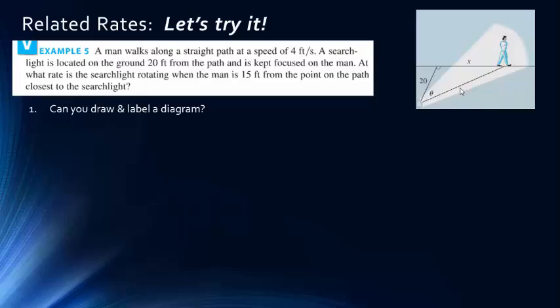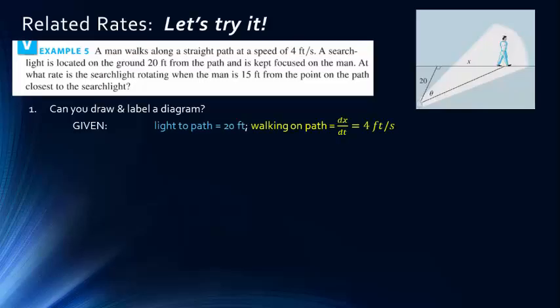Given my diagram here, let's label the parts. So the man's walking along a straight path at 4 feet per second. So that's my x value labeled in my diagram. Is it positive or negative? Given that it's increasing, it should be positive.